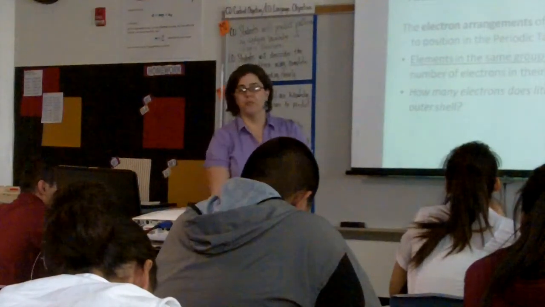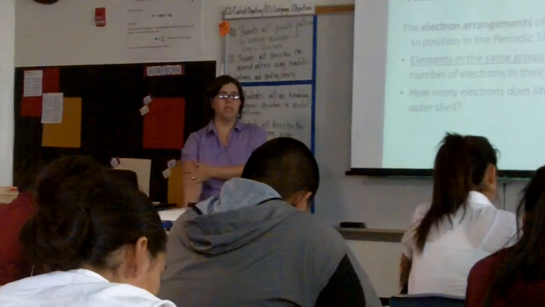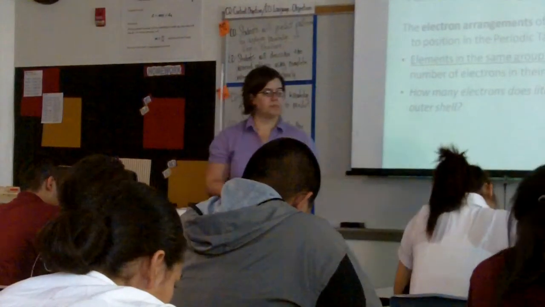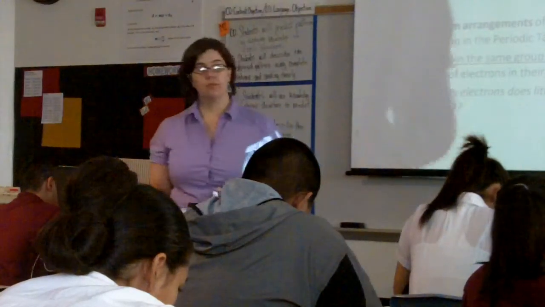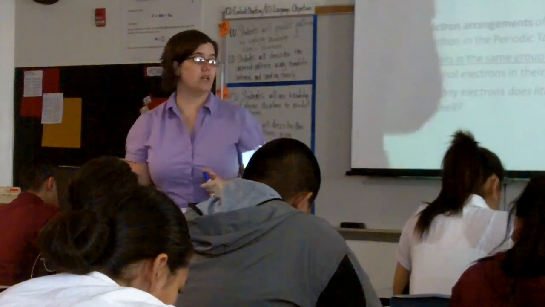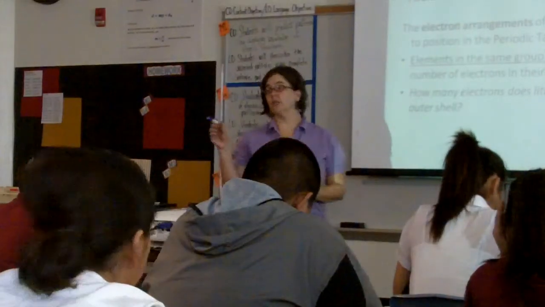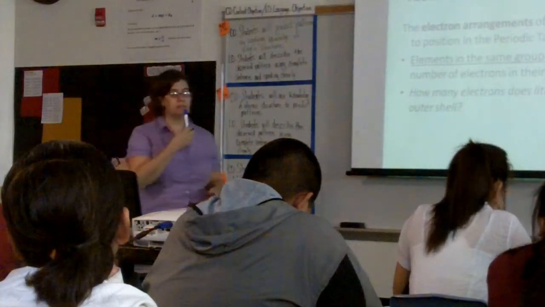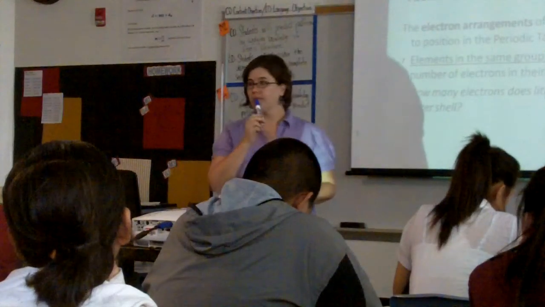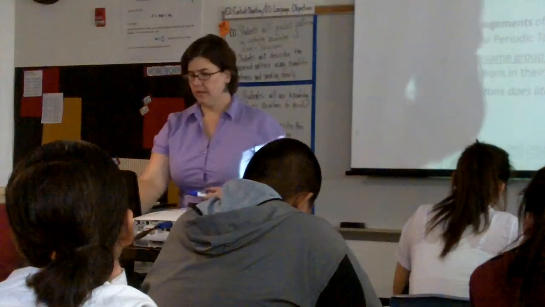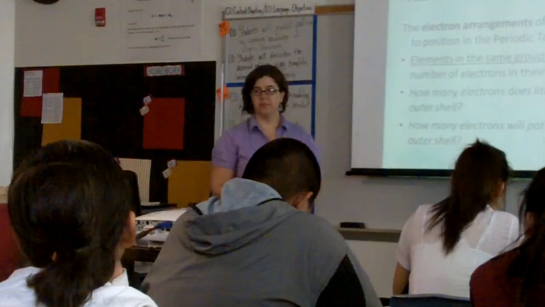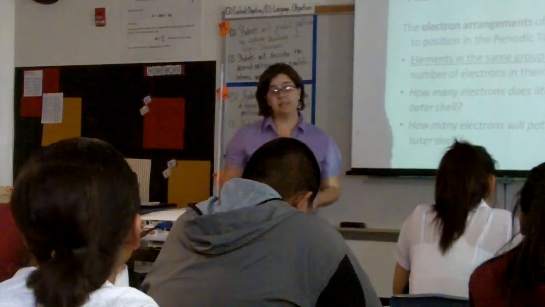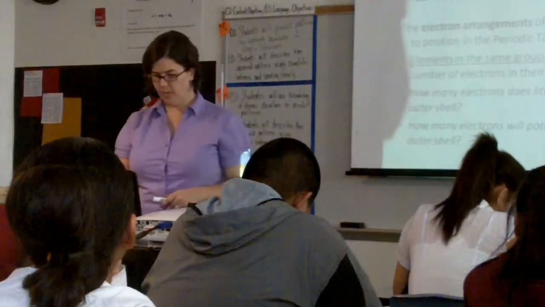So look at lithium on the periodic table. How many electrons would you expect it to have in the outer shell? 3. No. In the outer shell, 1. Not the total number of electrons, but just the outer shell is 1. And why do we know that it would have 1? What group number is it in? In group 1, right? How about potassium? It would have 1. It would also have 1 because it's in the same group as lithium. It's also in group 1.